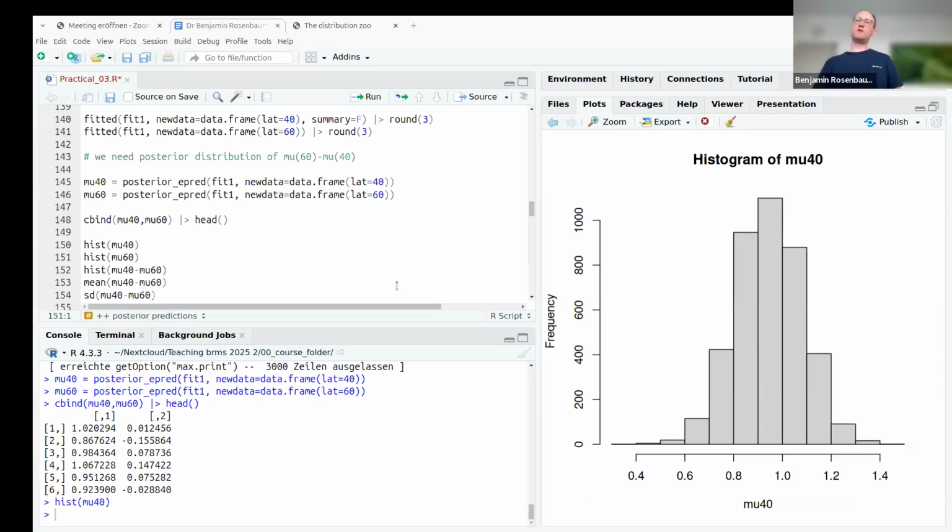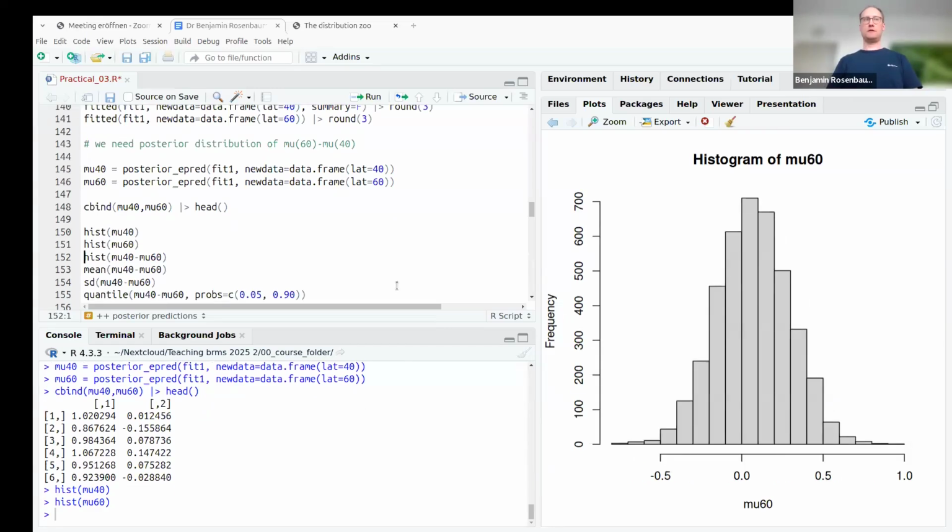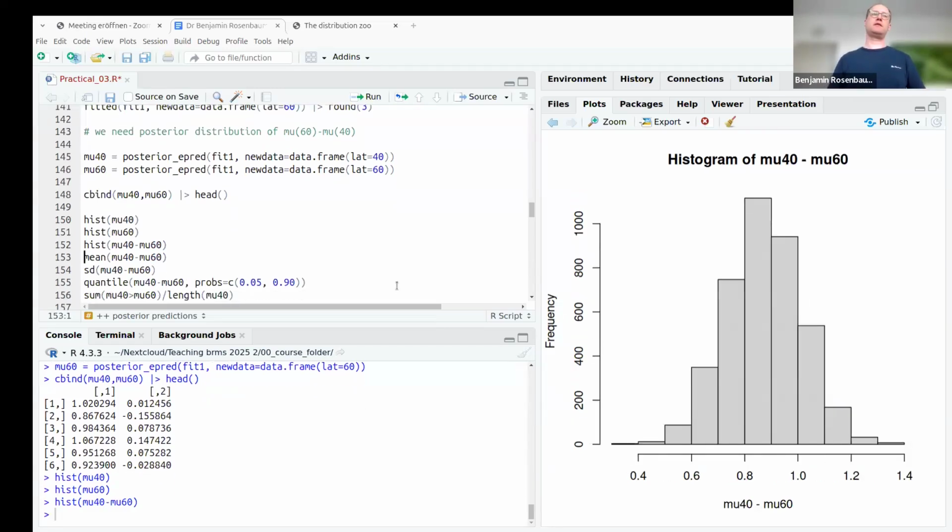So that's the distribution of the plant height at latitude 40. That's the distribution at latitude 60. And you can make a distribution of the difference. You can just subtract them from each other. So both of them are vectors of the same length. Each of the entries corresponds to the same sample. That's important. So you get the distribution of the difference here.